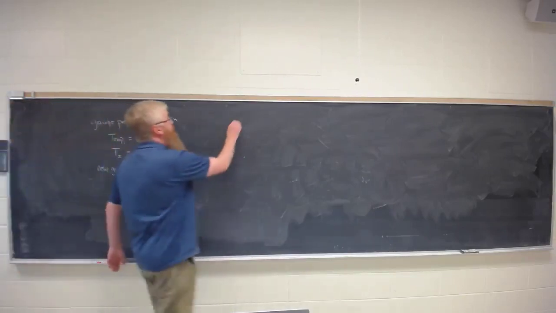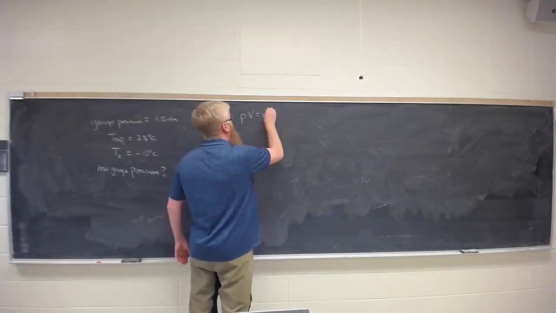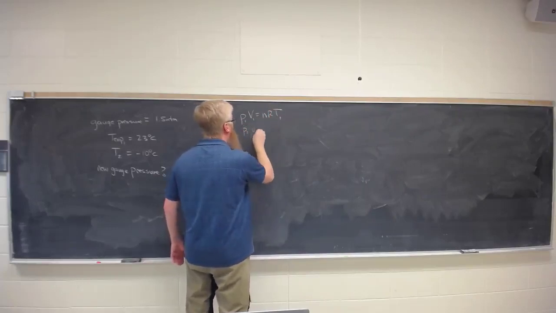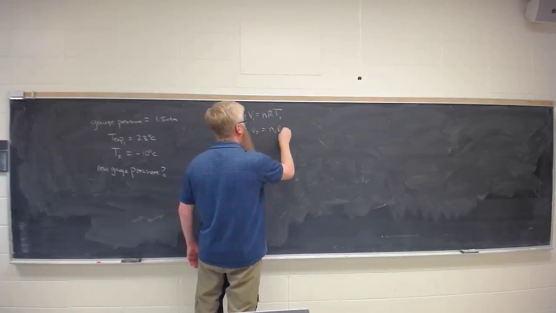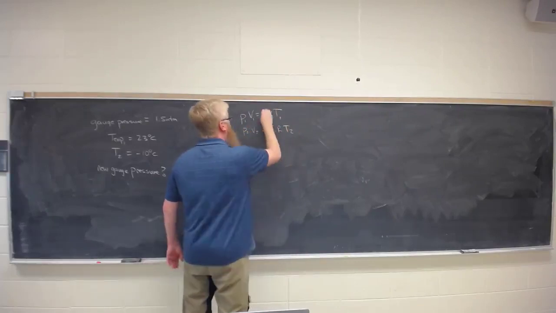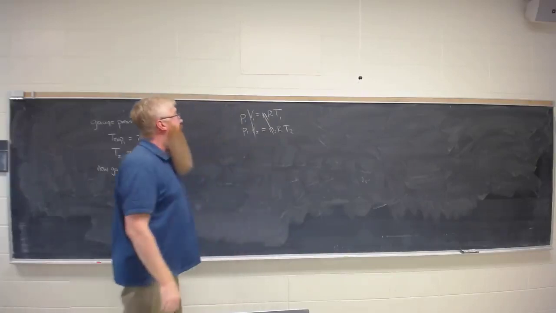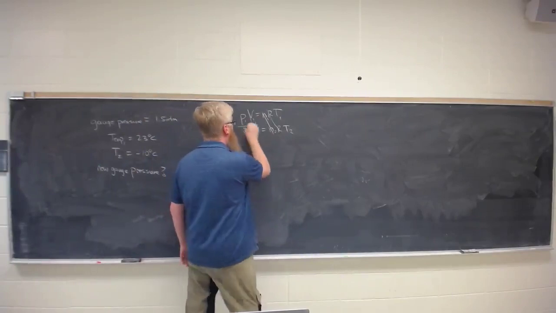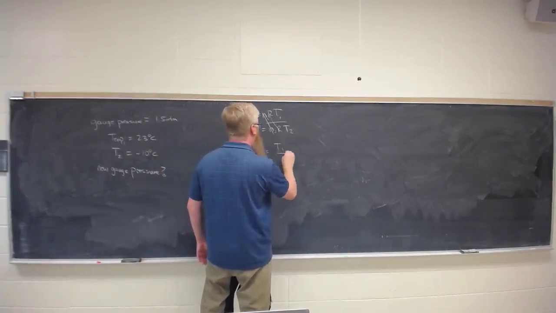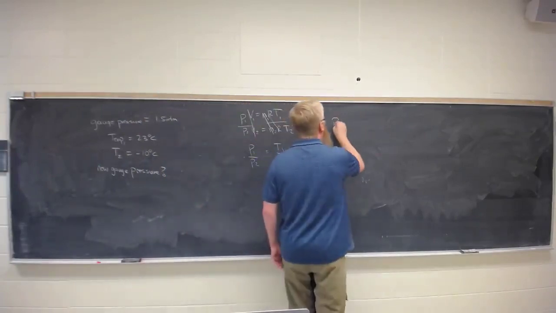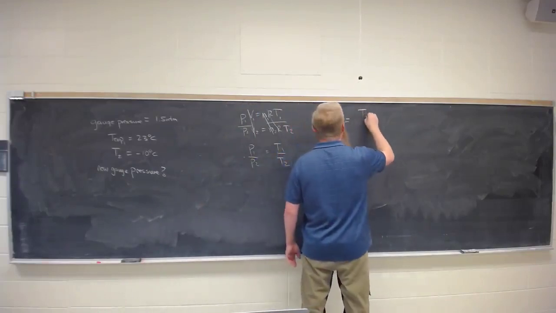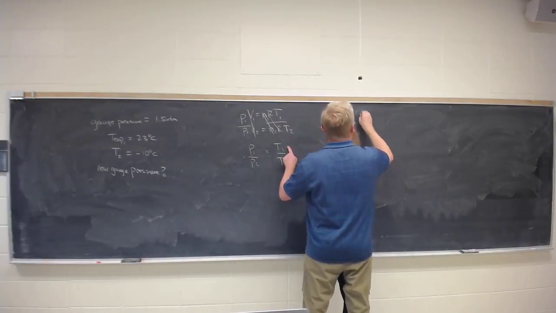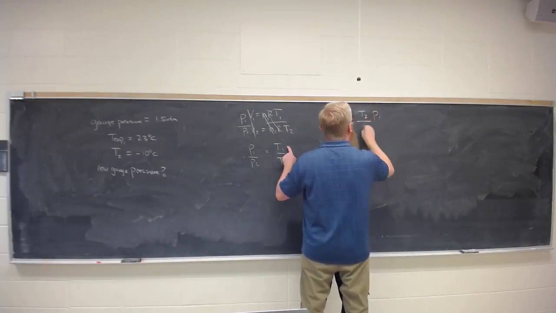Well, that's the ideal gas law. P1 V1 equals n1 R T1, and P2 V2 equals n2 R T2. Assuming no particles escape and constant volume, everything cancels and you have P1 over P2 is equal to T1 over T2. We're solving for P2, so pressure 2 is equal to T2 times P1 over T1.